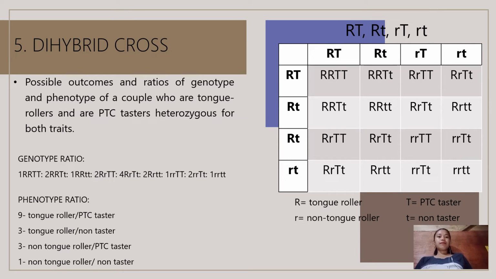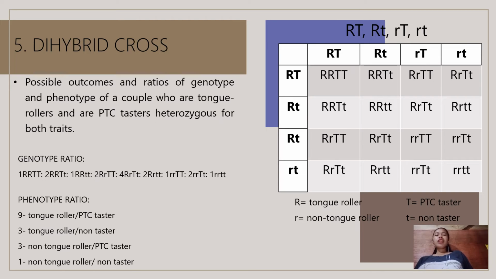So upon showing the Punnett square, we come up with a genotype ratio wherein there is one capital RR capital TT, two capital RR capital T small t, one capital RR small tt, two capital R small r capital TT, four capital R small r capital T small t, two capital R small r small tt, one small rr capital TT, and two small rr capital T small t, and the last one is one small rr small tt.